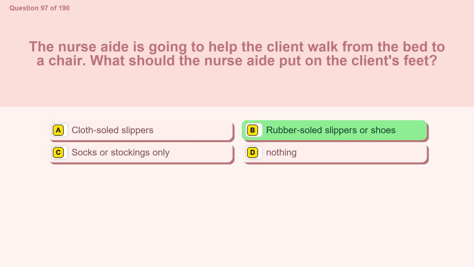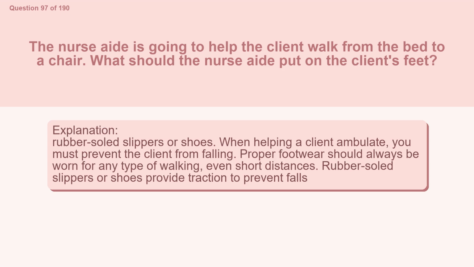The correct answer is option B, rubber-soled slippers or shoes. When helping a client ambulate, you must prevent the client from falling. Proper footwear should always be worn for any type of walking, even short distances. Rubber-soled slippers or shoes provide traction to prevent falls.